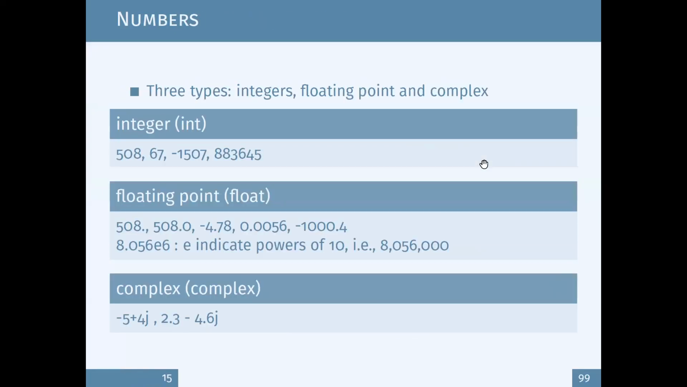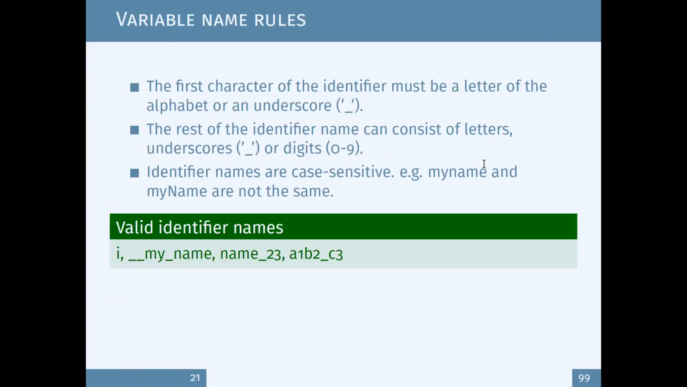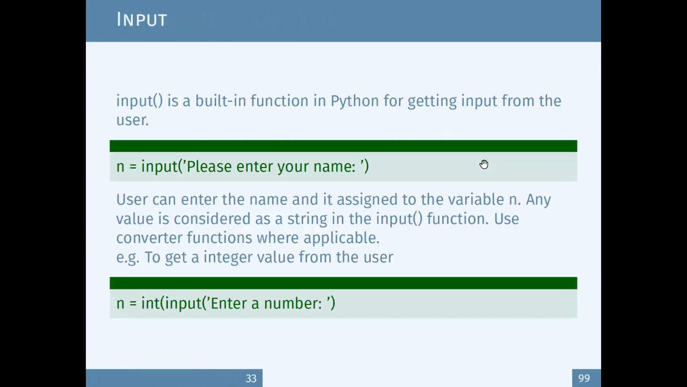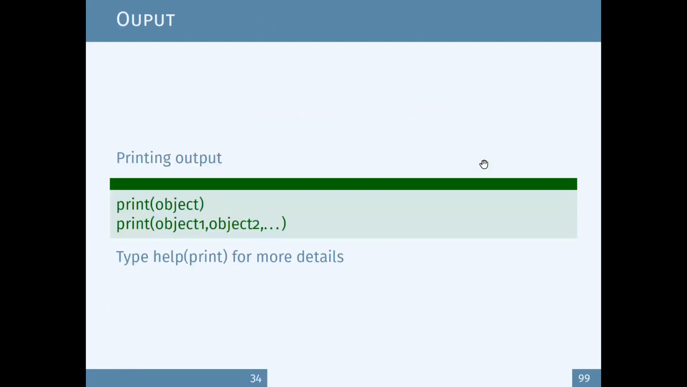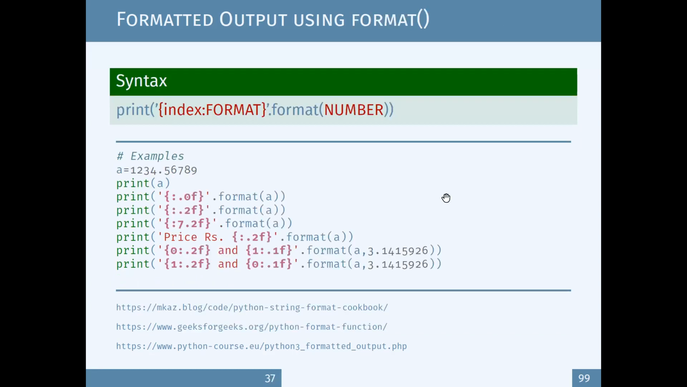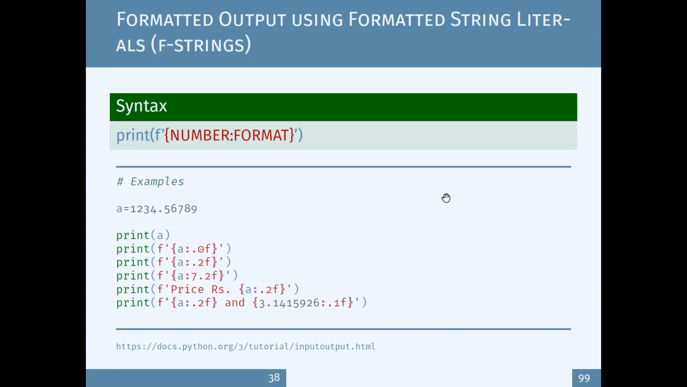So far we have discussed the basics of Python. We discussed data types, variables, statements, operators, and then last time we discussed more on input and output. Basically, when we talk about input and output in Python, we talk about three ways of formatted output: the string module operator, the use of the format method, and finally f-strings.